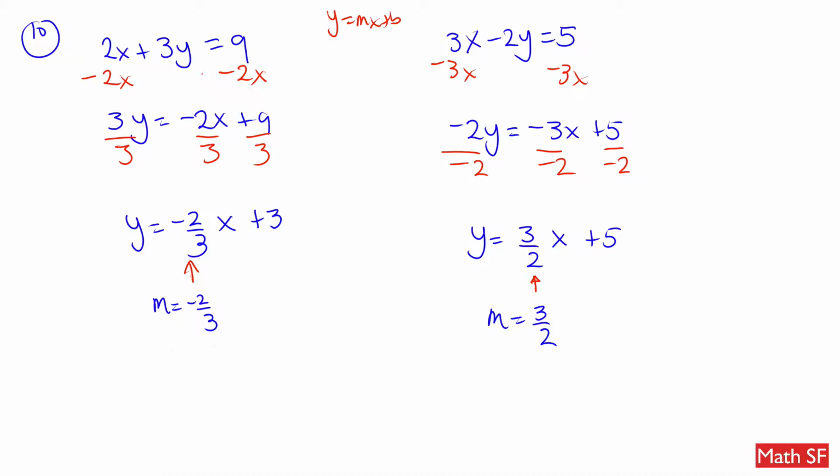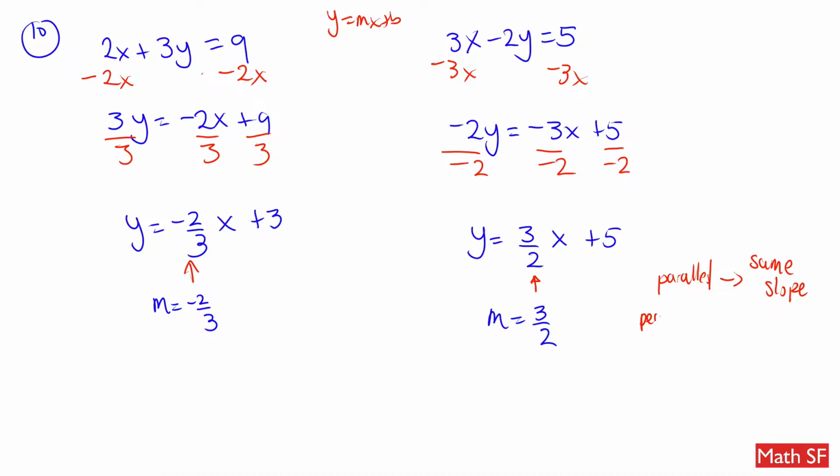Now that we have the slope for each line, I need to compare them. I need to analyze: are they perpendicular, are they parallel, or are they neither? The easiest one to check is always parallel. Two lines are parallel if they have the same slope. I'm just going to write a small note here. So do they have identical slopes? They do not, so they are not parallel.